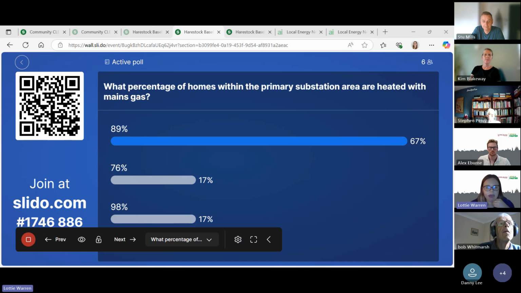So this time the majority were correct. It is 89% heated with mains gas, and we'll show you after this. I've got a map to show you sort of where that is all based and where are the pockets of oil and electricity. So I'll just move on to the next question again.